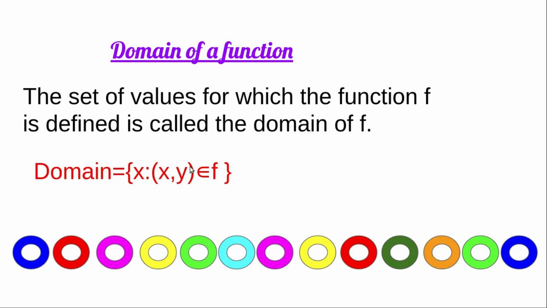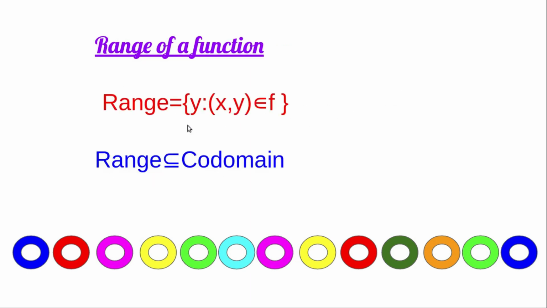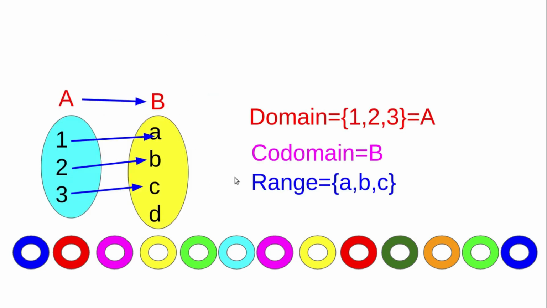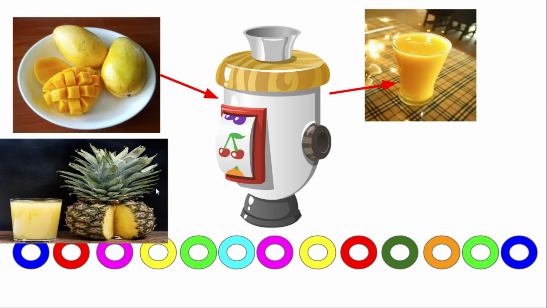Now domain is defined as the set of all values for which the function f is defined. Domain is the set of all x such that the ordered pair (x, y) belongs to f, and range is the set of all y such that the ordered pair (x, y) belongs to f. Always range is a subset of codomain; maybe range is equal to codomain. Now in this case, domain is equal to the set {1, 2, 3}, which is equal to A. Codomain is set B and range is the set {a, b, c}. Now a function acts as a machine.